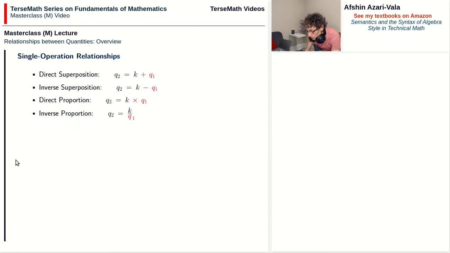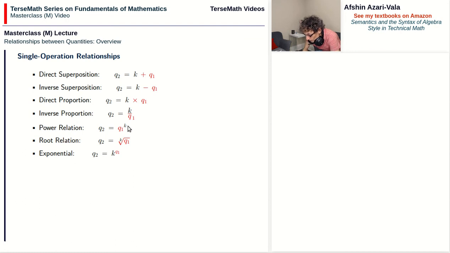Now we can go on and talk about more of these kinds of relationships. Usually, the next relationship that's discussed is the power relation, where Q1 goes to a known exponent. We have the inverse of power relation, which is the root relation, and that's taking the kth root of Q1. Next, we have exponentials. A constant goes to the power of Q1. Differentiate between a power relation, where the constant is the exponent, and the exponential relation, where the constant is the base. These are different kinds of problems.